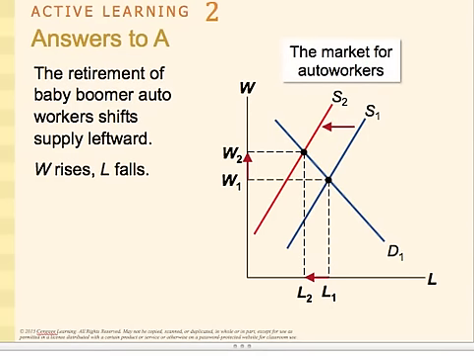The retirement of baby boomer auto workers shifts the supply leftward. You had a bunch of people that were working. They were about to retire. When they retire, you have a reduction in supply. When there's fewer workers, you're going to pay a higher wage. So wage rises, and the labor force falls. And this scenario, in fact, will actually occur in the coming decade and a half. We're going to have a lot of people retire. So there'll be fewer workers, so the worker's more valuable, so wage goes up. When there's fewer workers, L falls.